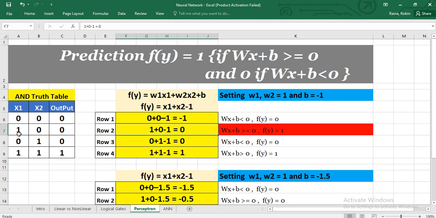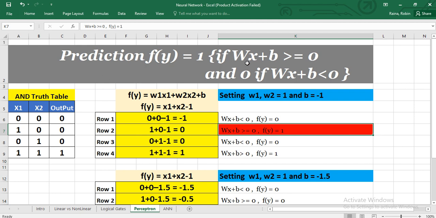Now in this case, what is the x1? 1. Plus what is your x2? 0, plus the bias value, which is minus 1. What came as the outcome? 0. But what is my condition? When wx plus b is greater than or equal to 0, my output will be 1. That is how the prediction happens. This is the simple formula.